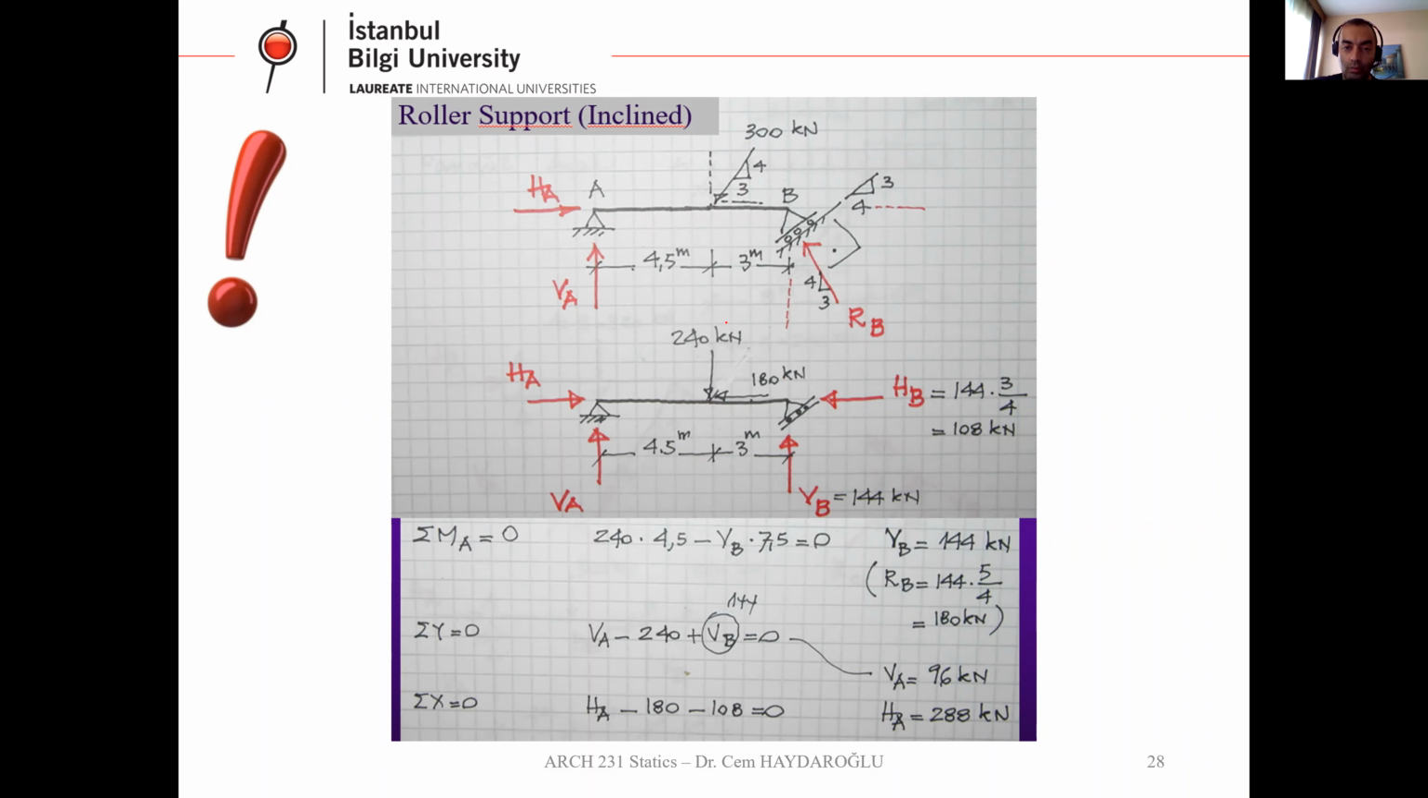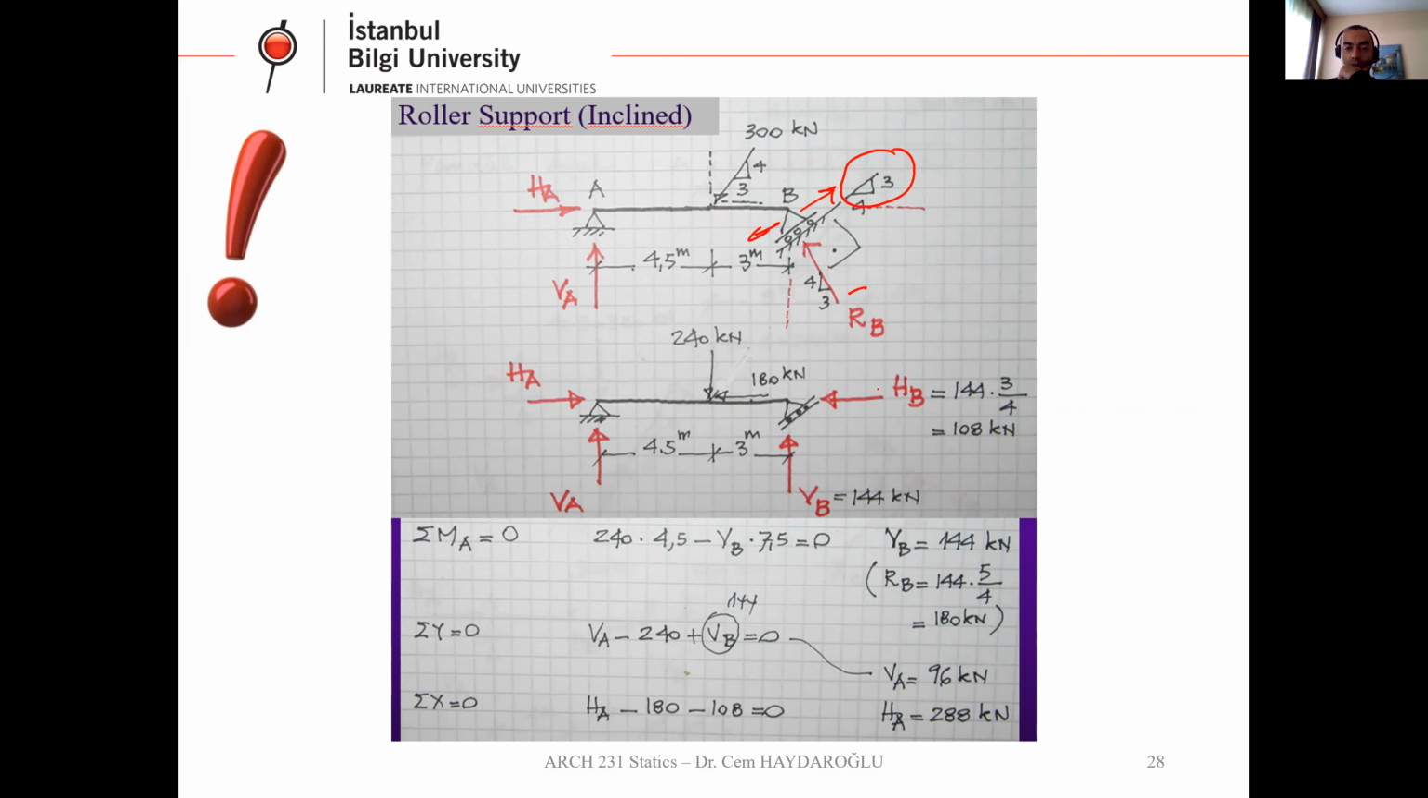Okay, so my motion is in this direction. It can go up and down, whatever, but it's in this direction. So you can see here RB. RB is perpendicular to this motion, and its slope depends on the surface slope. We have what we have. Okay, we resolved the 300 kilonewton to its perpendicular components. That's okay. HA and VA.